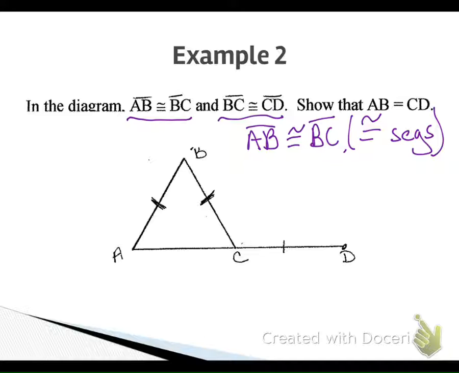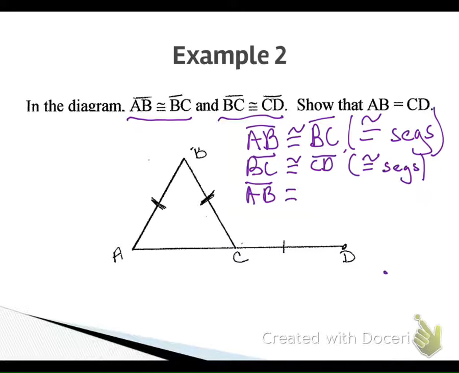And we also know this line here. Segment BC is congruent to segment CD. And once again, we know that because they're congruent segs. So congruent segments. After that, we are able to show that segment AB is congruent to CD. Which property let us show that? Which one lets us show that if AB is congruent to BC and BC is congruent to CD, therefore AB has to be congruent to CD?